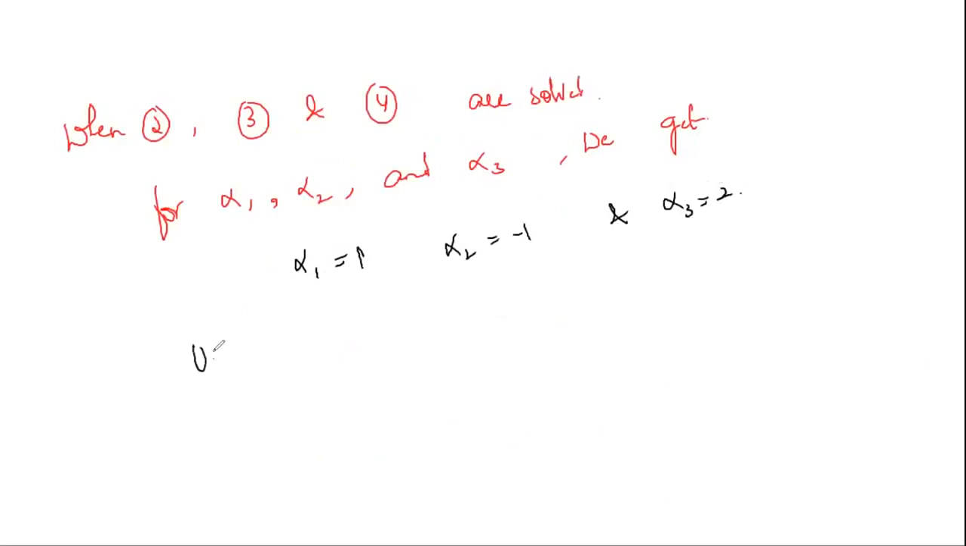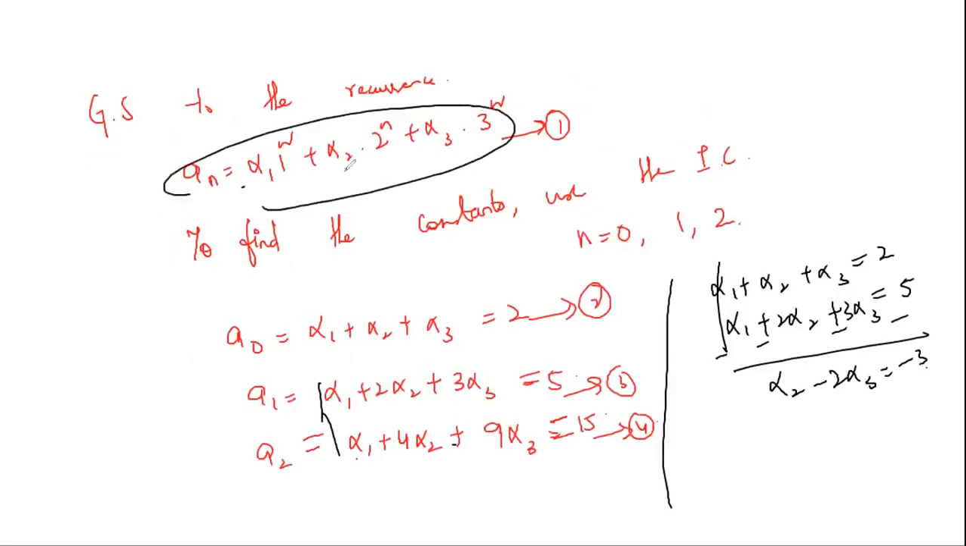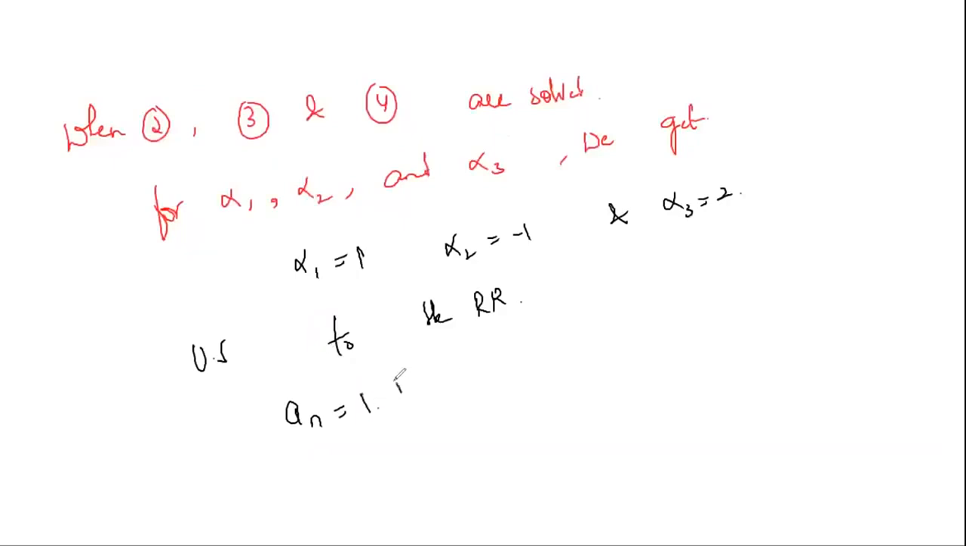Now what will be the solution? The unique solution to the recurrence relation with the given initial conditions will be an is equal to, in equation 1, substitute the values of alpha 1, alpha 2 and alpha 3. So alpha 1 is 1, 1 into 1 power n. Alpha 2 is minus 1, so plus of minus 1 into 2 power n plus 2 into 3 power n. So 1 into 1 power n minus 2 power n plus 2 into 3 power n. So this is the solution for the recurrence relation.